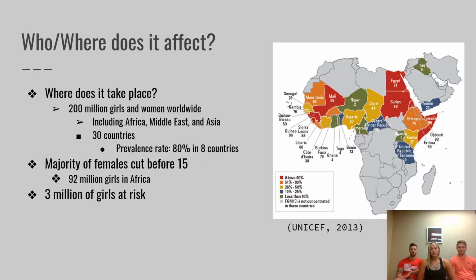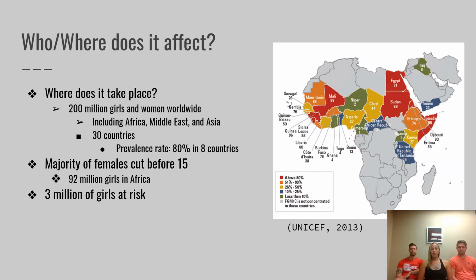Who and where does female genital mutilation take place? More than 200 million females worldwide are affected by this procedure. A majority of the females are cut before the age of 15. 92 million girls undergo female genital mutilation before the age of 10, which is below the age of consent in many countries. More than 3 million of these girls are at risk every year for female genital mutilation.